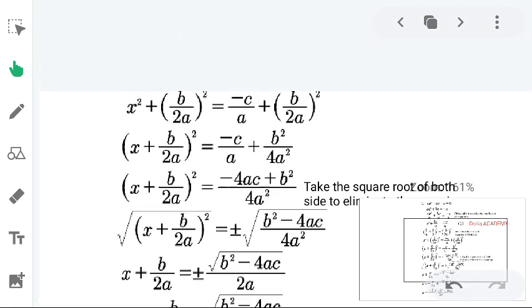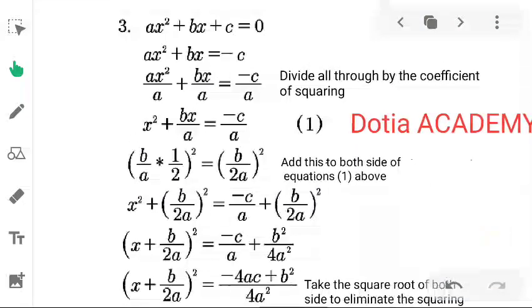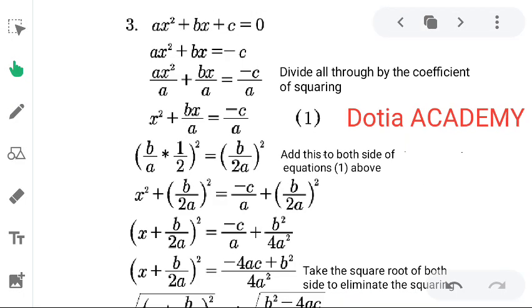So now we are proceeding to the next method of solving quadratic equations. The next method I'm going to consider is the completing the square method for the general form of a quadratic equation. The quadratic equation is an equation which often looks like this: a is the coefficient of s squared, b is the coefficient of s, and c is a constant, equal to 0.